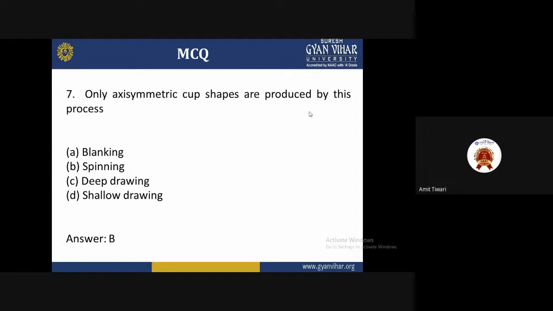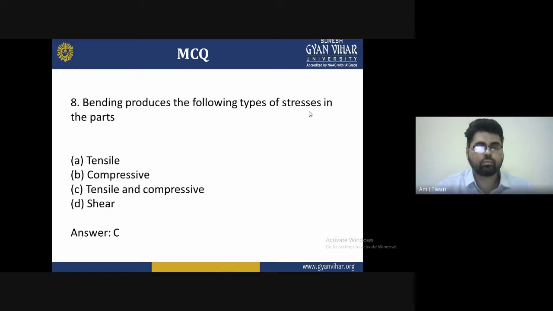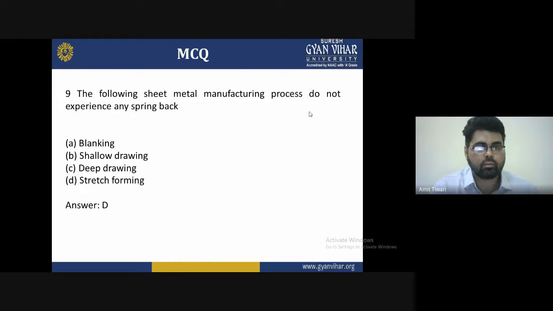The seventh question: only axisymmetric cup shapes are produced by which process? The options are A, blanking, B, spinning, C, deep drawing, and D, shallow drawing. The correct option is deep drawing. The eighth question: the bending process produces which type of stresses in the part? The options are A, tensile, B, compressive, C, tensile and compressive, and D, shear. The correct answer is C: bending produces both tensile and compressive stresses in the part.